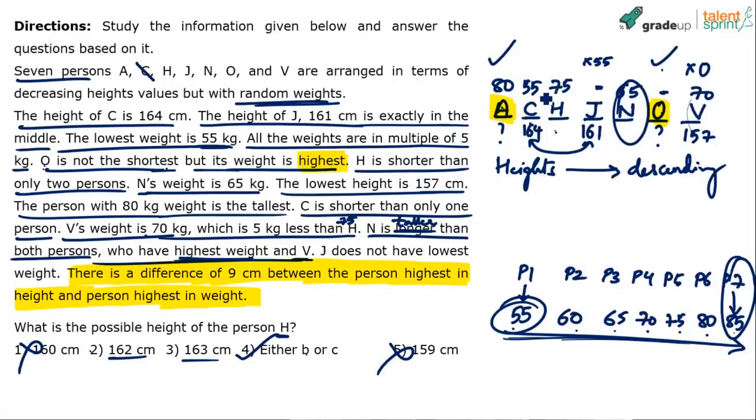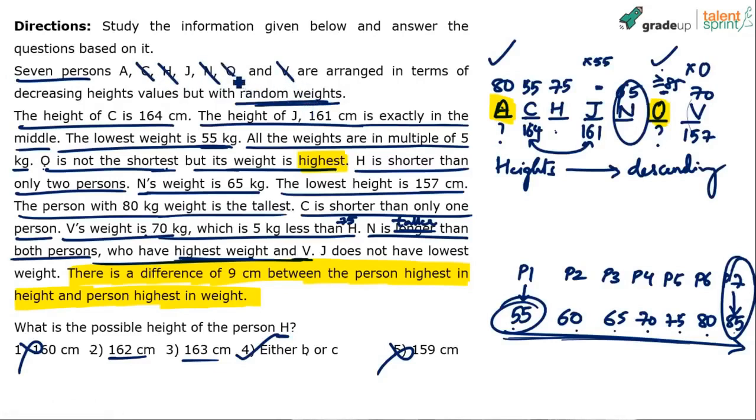See, all these are lesser than 80, right? We know that O is highest. So definitely O is more than 80. In fact, O is at least 85, greater than or equal to 85, it can be more than 85 also. So if O is minimum 85 and A is 80, C, H, N cannot be the answers. And V also cannot be the answer. So C, H, N, V are ruled out.